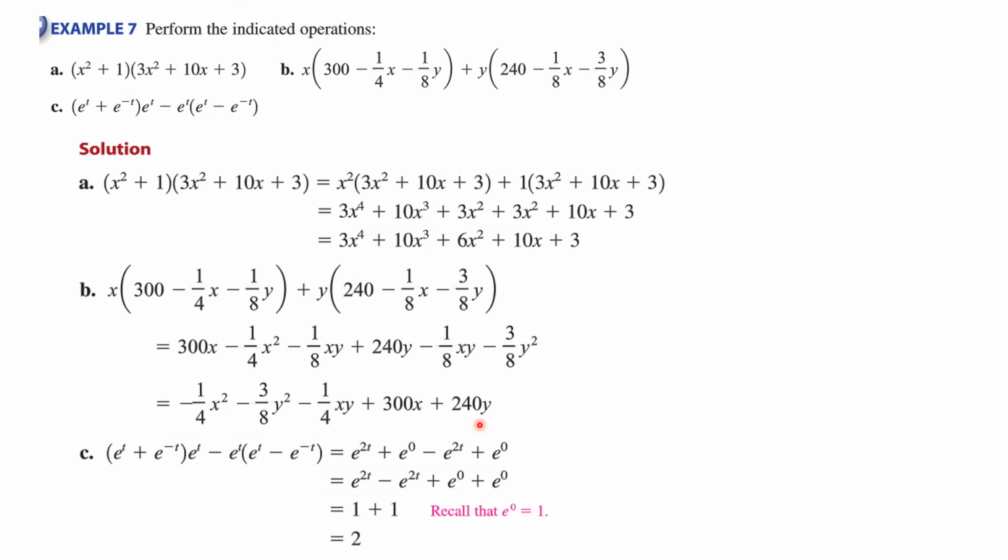The only term that got consolidated was the minus 1/8 xy and the minus 1/8 xy to give minus 1/4 xy. And down here, when I distribute this, in both cases I will get these expressions, and then I'll realize that e to the 0 is 1. And so these will cancel one with another, and that will be 1 plus 1 is 2.